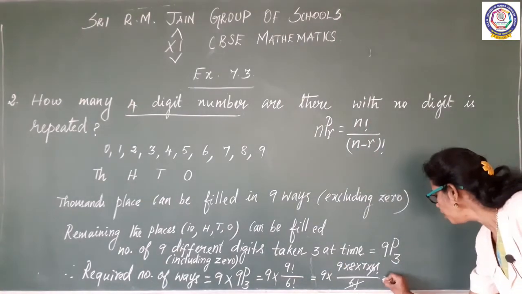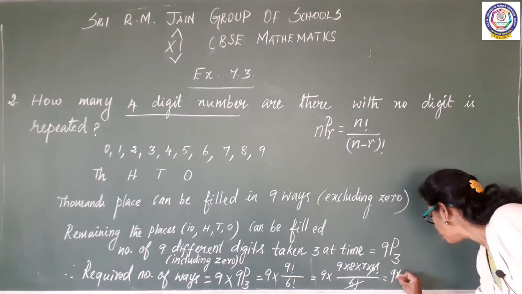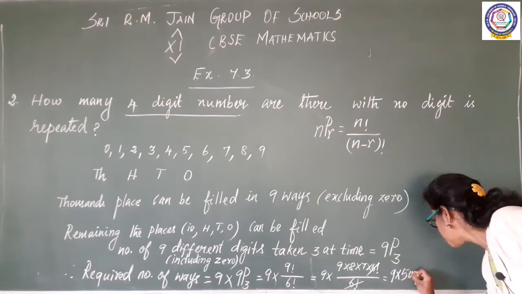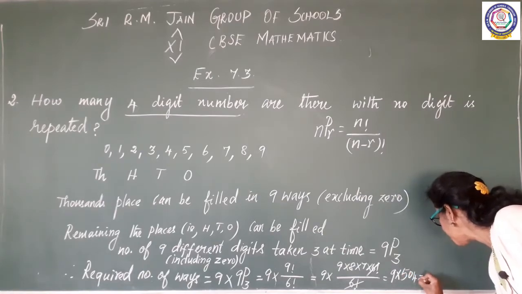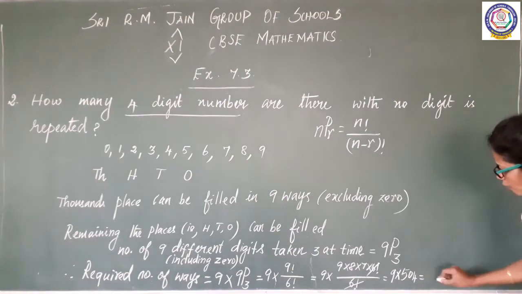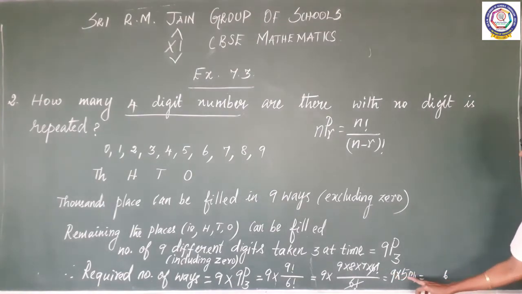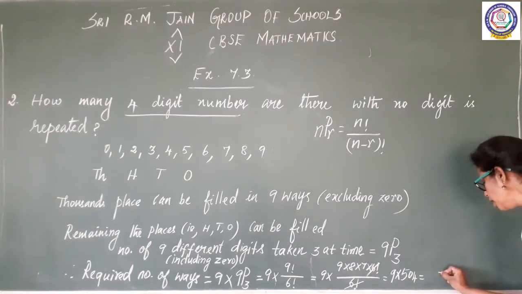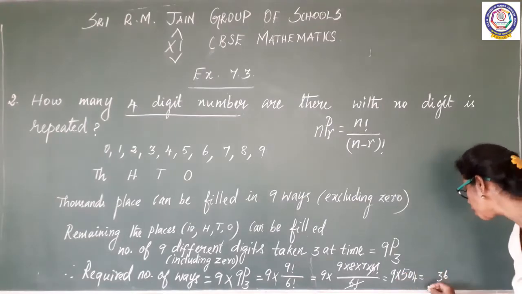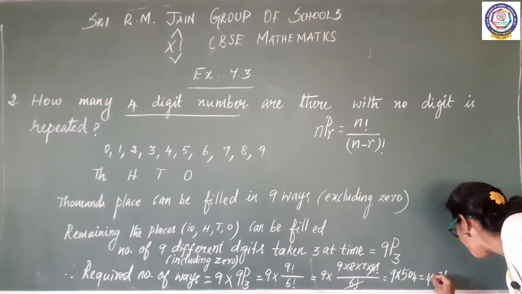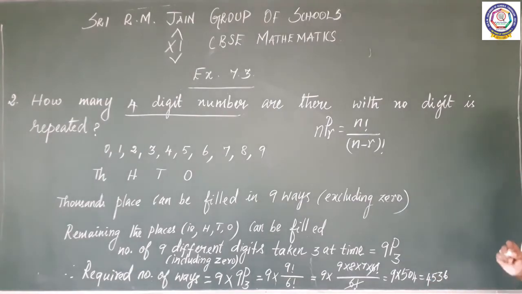9 into 8 into 7, already you know the result, that is 504, right? So, 9 into 504. You have to multiply and say what it is. 9 fours are 36, remaining 3. 9 into 0, 0, 3. So, 9 fives are 45. How many 4-digit numbers can you make? 4536 numbers. Got it, children?